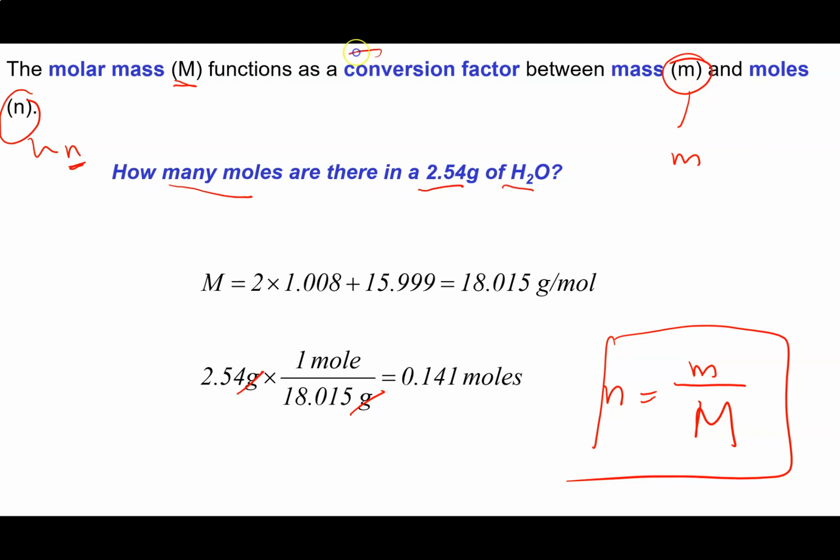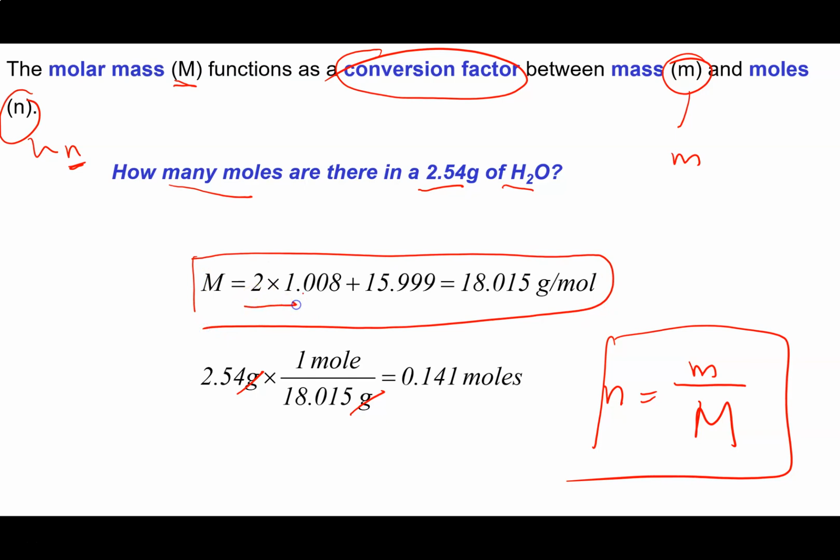We know that the conversion factor between grams and moles is the molar mass. So the first thing I'm going to do is calculate the molar mass. I've got 2 hydrogen atoms and 1 oxygen atom, 18.02 grams per mole. So then away I go, 2.54 grams multiplied by 1 mole per 18.02 grams. Grams cancels out, leaves me with moles.